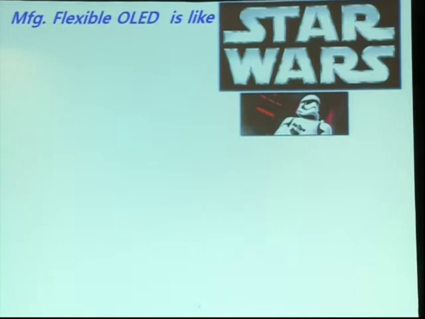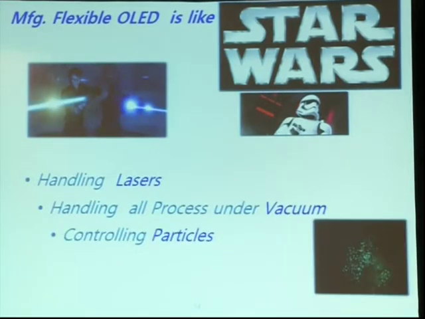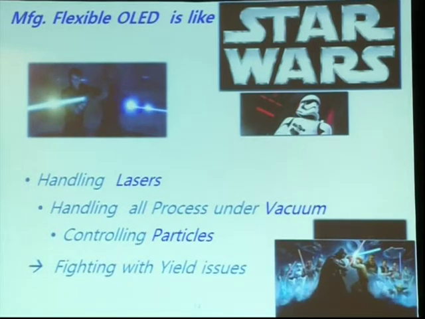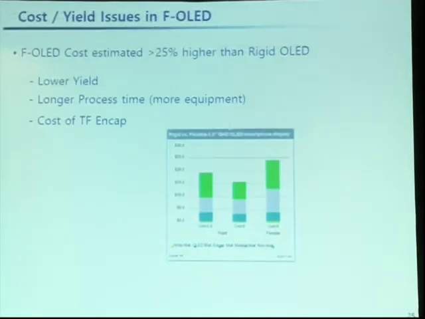So flexible OLED manufacturing is like Star Wars. Many lasers, everything under vacuum. To handle plastic film, you have to fight a lot of particles because of electrostatic sticking to the substrate. And also, currently yield is pretty low compared to AMOLED. AMOLED is something like the middle of 80%. Here we're talking about 60-some%. It fluctuates at low yield. So cost is also a problem. Cost is 25% higher than rigid OLED, because yield is low, process time is long, and thin film encapsulation is very expensive. So that's the current situation.